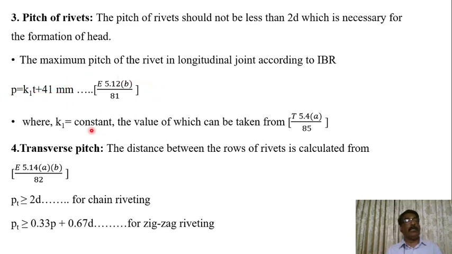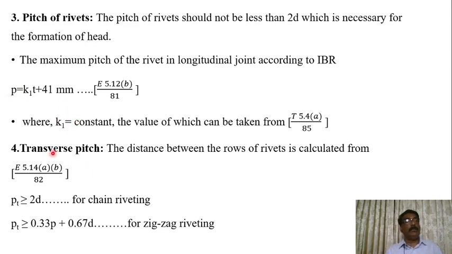K1 is a constant, it doesn't have any unit, and T is the thickness of the plate. Earlier you have calculated that value, which you substitute, plus 41 mm, and then the total pitch you will get in millimeter. The unit of the pitch you are going to get is millimeter.